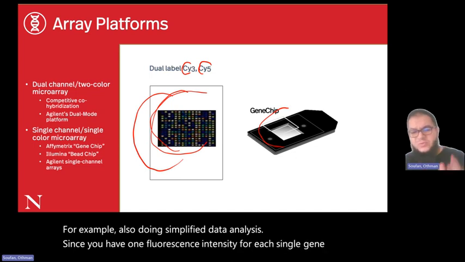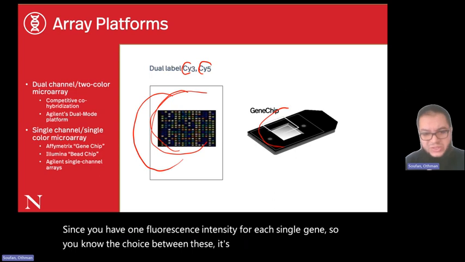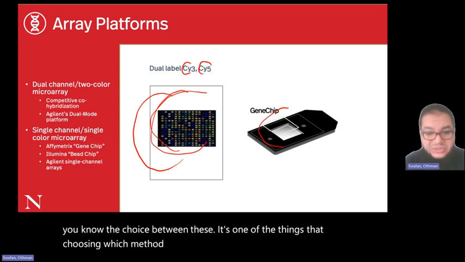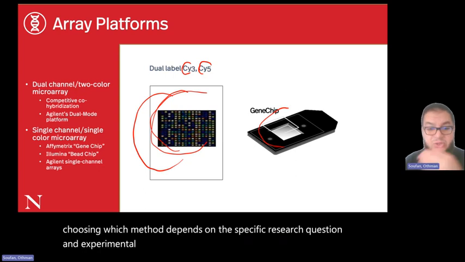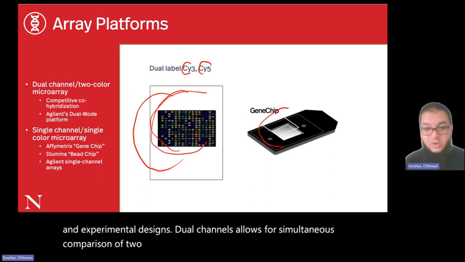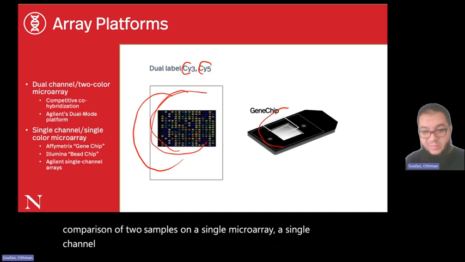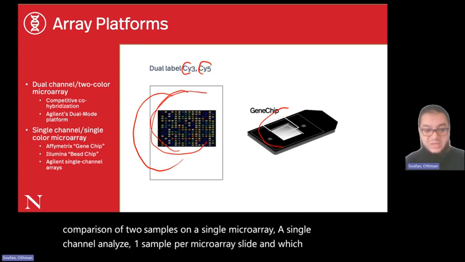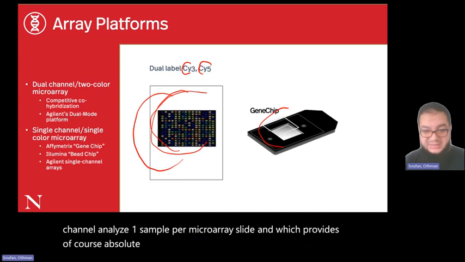So, the choice between these, choosing which method depends on the specific research question and experimental designs. Dual channels allow for simultaneous comparison of two samples on a single microarray. Single channel analyzes one sample per microarray slide, and which provides, of course, absolute expression data.